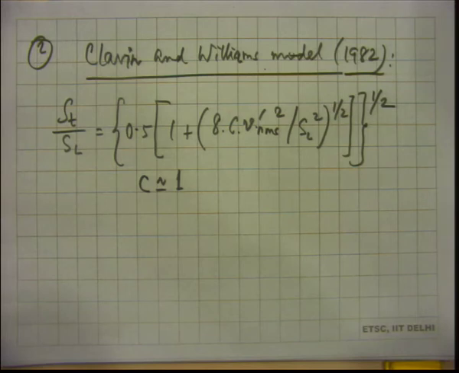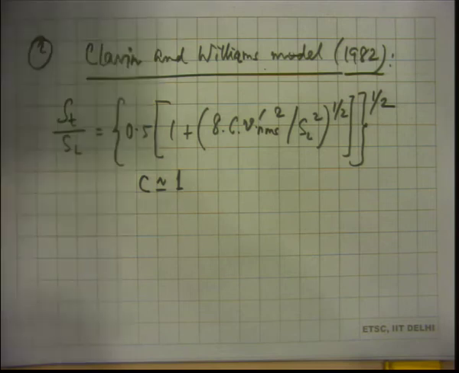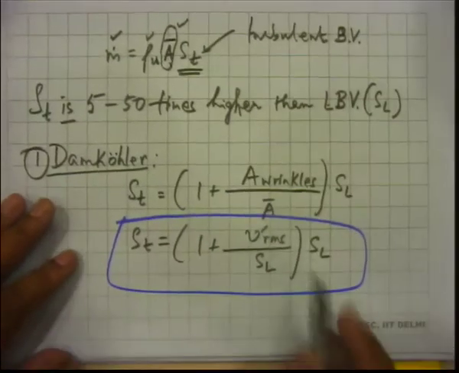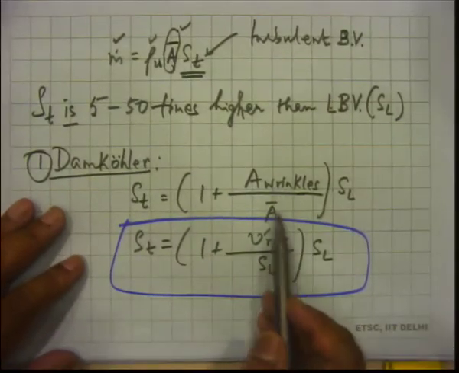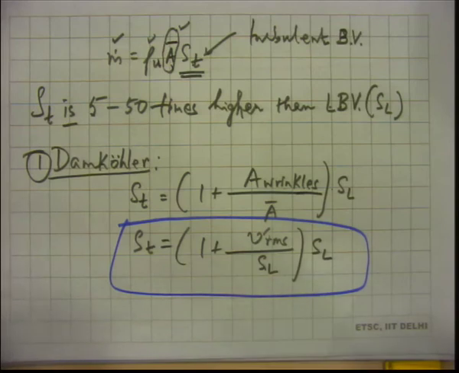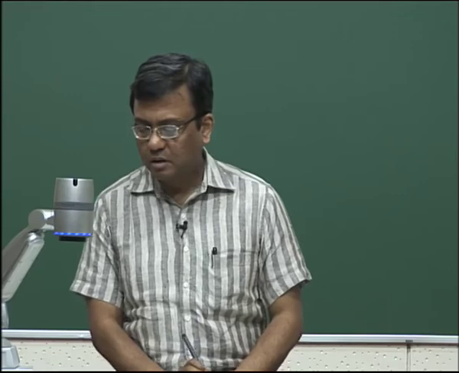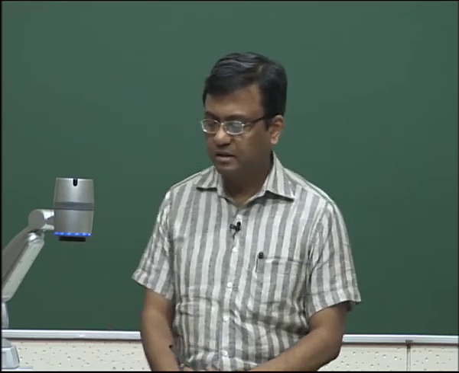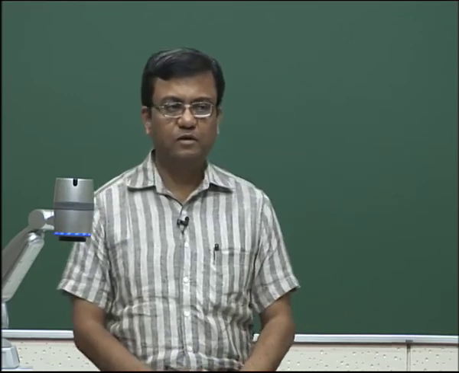In the previous equation, how do we get A wrinkles divided by A bar equal to V' RMS by SL? So the question is why we write A wrinkles divided by A bar as V' RMS by SL. This is based on experimental data. This is more of a hypothesis that he verified with the help of experimental data. It has nothing to do with the equivalence of mass flow rate in the two conditions, not exactly at least.